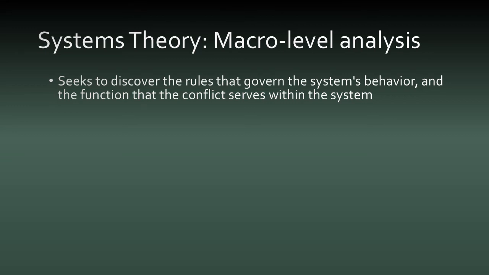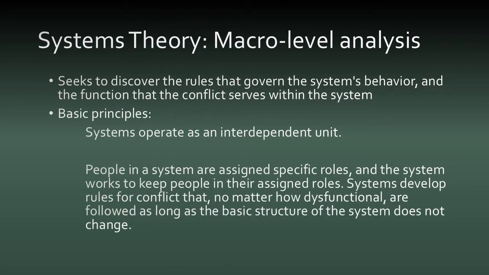Systems theory seeks to discover the rules that govern the system's behavior and the function that the conflict serves within the system. Just as we as individuals develop patterns of behavior, so do systems. Systems develop characteristic communication patterns, and understanding these patterns can help us understand the function that the conflict serves. I'm going to highlight just a couple of the basic principles of systems theory to help you as you study this chapter. First, systems operate as an interdependent unit.